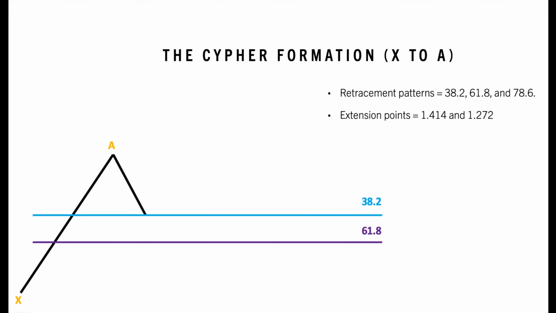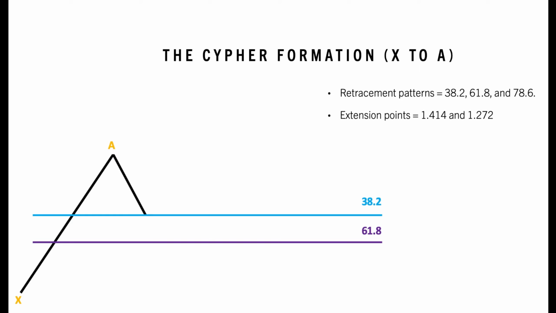Here we have the cipher formation from X to A. And during the cipher pattern, you would have to use the following Fibonacci retracement patterns. Write this down. You would have to use the 38.2, 61.8, and the 78.6. Again, those are the retracement patterns. And you would also have to use extension points as well. And that would be the 1.414 and the 1.272.